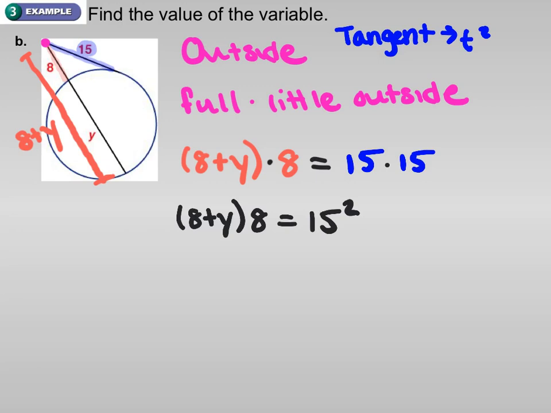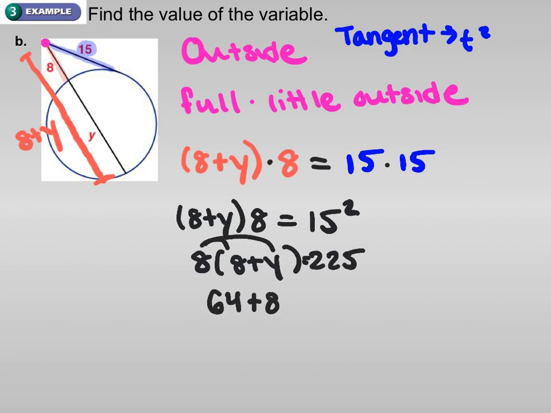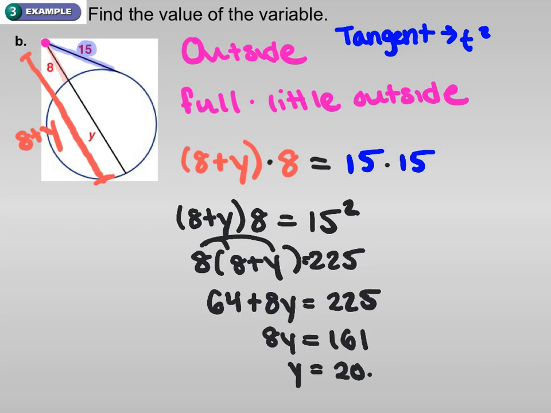Now instead of writing as 8 plus y times 8, write as 8 times 8 plus y. 15 squared gives us a value of 225. If I distribute the 8, it gives you 64 plus 8y equals 225. Subtract the 64 from both sides, to give you that 8y equals 161, and divide both sides by 8, so you get that y equals 20.125.